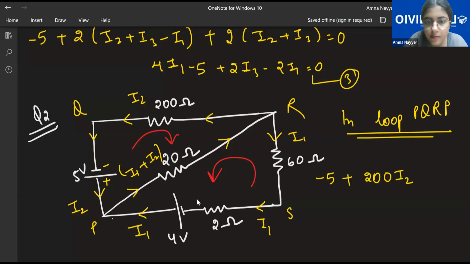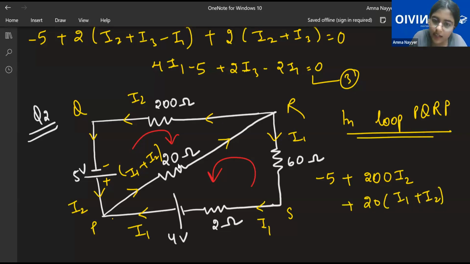Because it's moving from higher to lower. We are moving from R to P. Is it along the same direction, where the current is moving from P to R? We are moving from R to P. Are we moving in the same direction or opposite? Opposite direction. So for opposite, we write? Positive. We write plus. So this will be plus 20 (I1 plus I2).